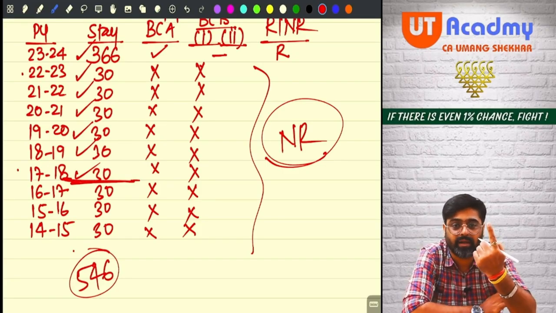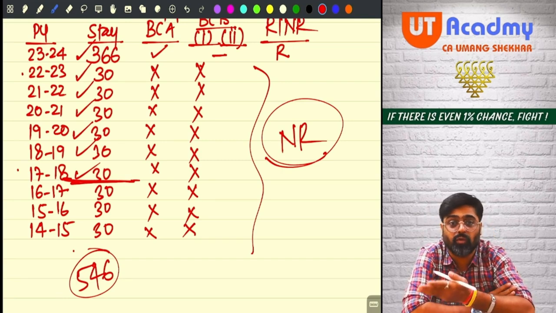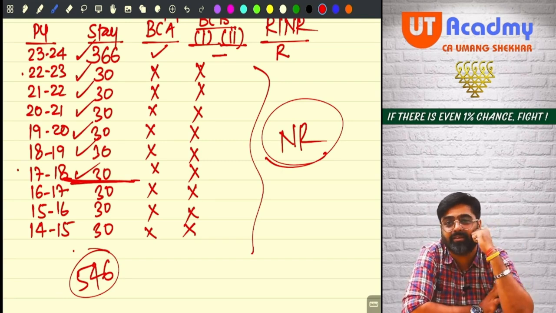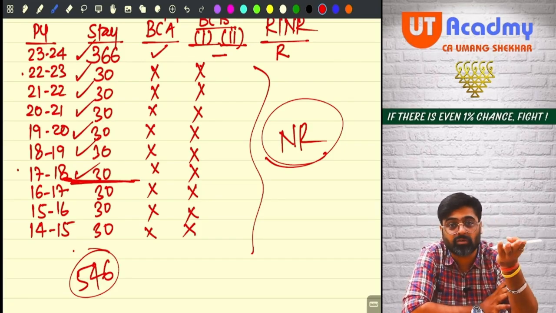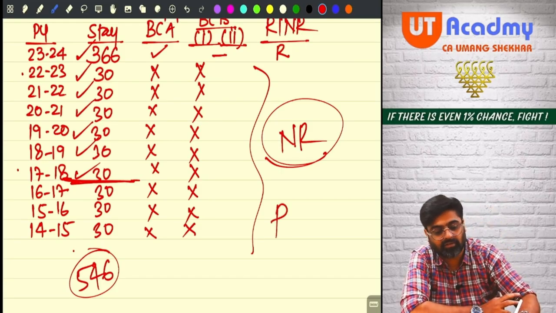Forget about any one additional condition. He is fulfilling both the additional conditions. He is a non-resident in 9 previous years also out of the last 10 previous years, and his stay during the last 7 years is not more than 729 days. So how come he is ROR? Status is RNOR.